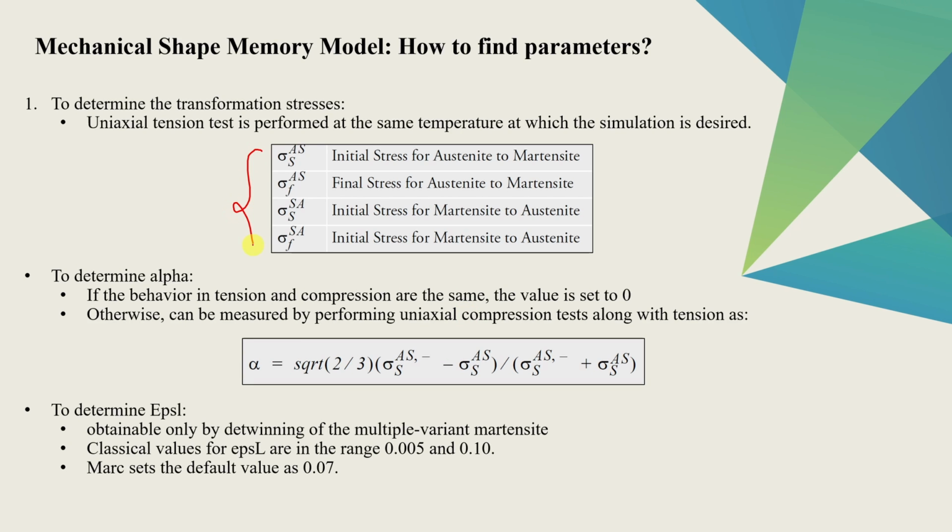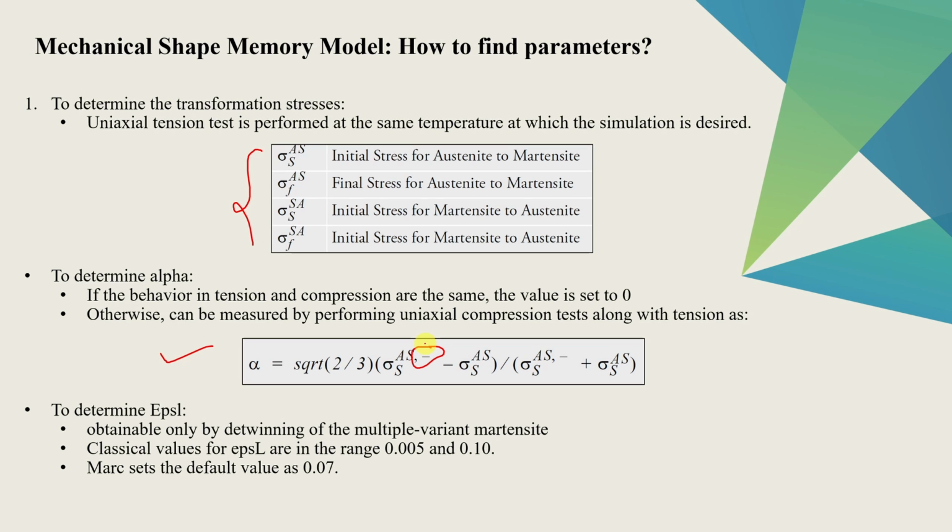First 4 are stress values, which can be obtained by performing a uniaxial tensile test and by observing the material fields, as we discussed in part 1, very similar to that. The parameter alpha can be calculated by performing uniaxial compression tests as well, along with the uniaxial tensile test. Over here, this negative sign means compressive stress, and this alpha is used to model asymmetry between tension and compression.